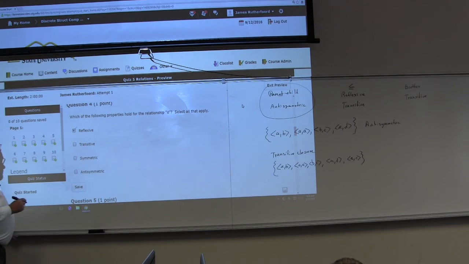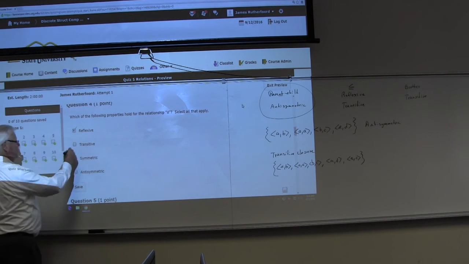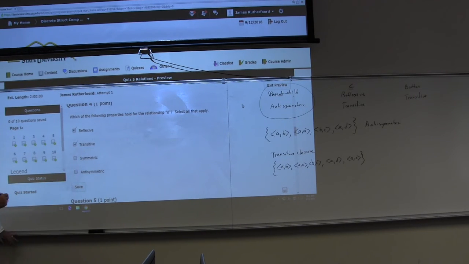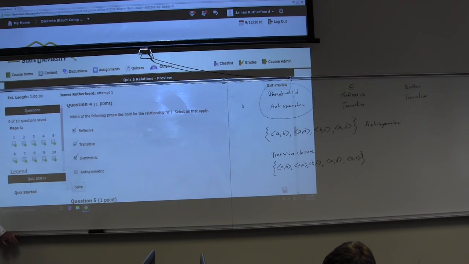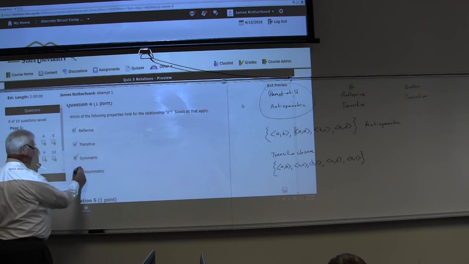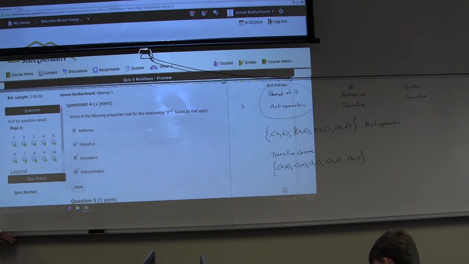What about transitive? Yeah, it's transitive. What about symmetric? Yeah, it's symmetric. What about anti-symmetric? Yeah, this is one case, it's kind of funny. How can you be symmetric and anti-symmetric at the same time?